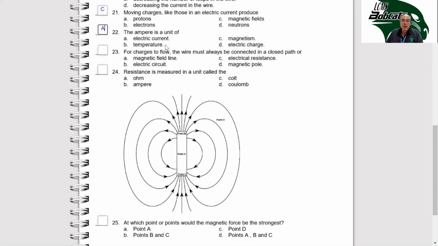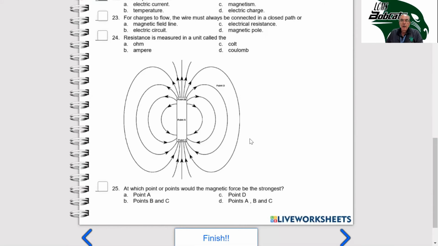Celsius, or Kelvin, or Fahrenheit is for temperature. Magnetism, we didn't even talk about a unit for measuring magnetism or electric charge. Okay. For charges to flow in a wire, it always has to be connected in a closed path called an electric circuit. So that would be B. Resistance is measured in ohms.